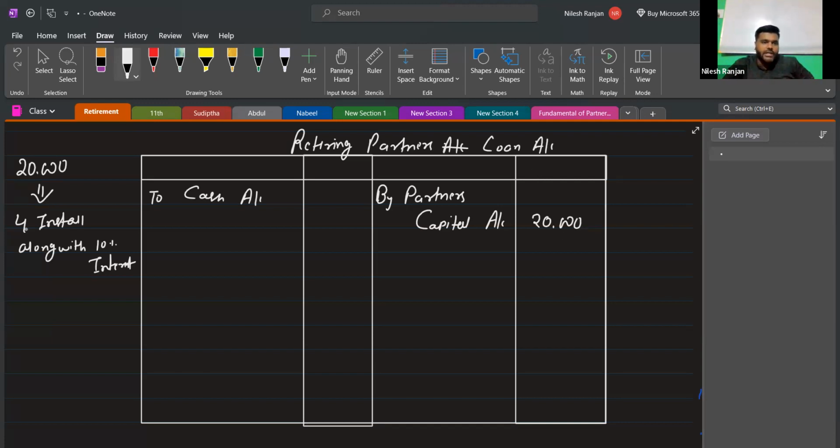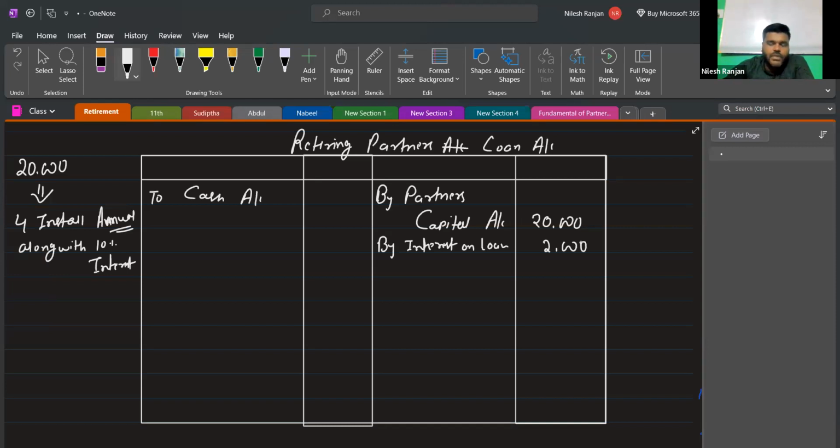And we have to pay in 4 installments. So the first installment is along with 10% interest. For annual installment, actually, it can be given half yearly or quarterly or monthly. So I am taking it as annual. So 4 annual installments along with 10% interest. So the interest on loan will be 20,000 into 10%. It will be 2,000.